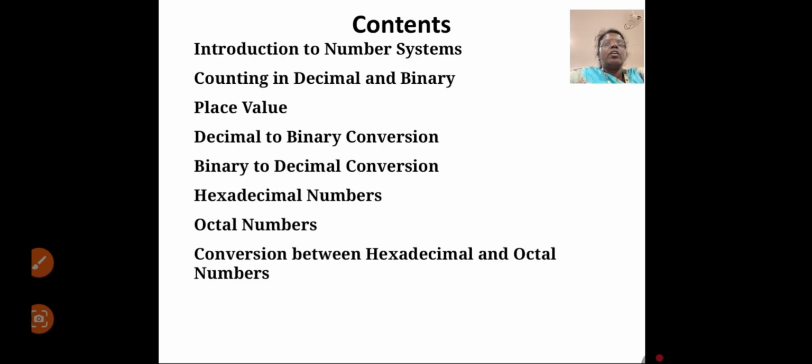In this session, I'm going to introduce the number system and how we can perform counting using the decimal and binary number systems, what the place value is for each number system, and the conversion between decimal and binary number systems, and what the hexadecimal number system and octal number system are, and how we can perform conversion between those number systems. We will discuss this in this video.